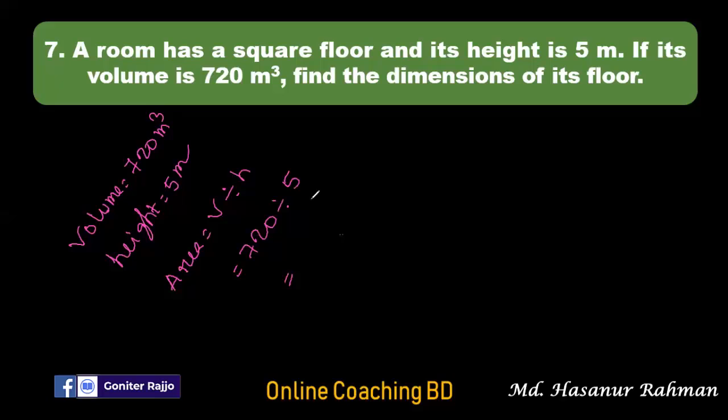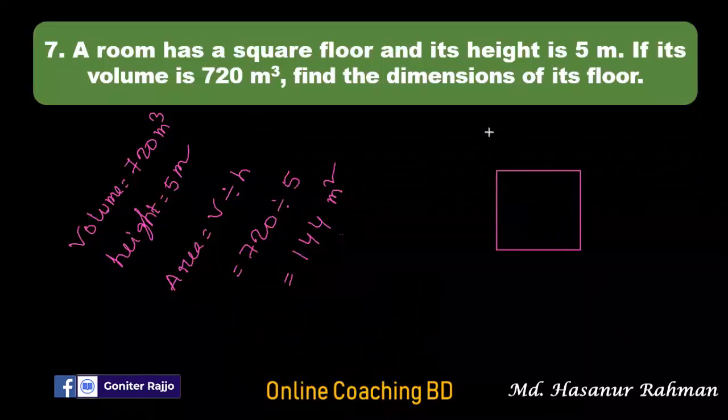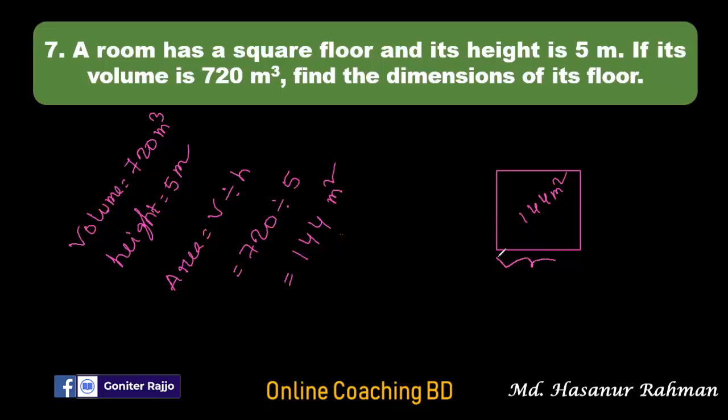So if we divide 720 by 5, we will get 144, so that should be 144 meters square. So we can say if that is a square floor, the area of its floor should be 144 meters square. That means we have to find out the length of each side.